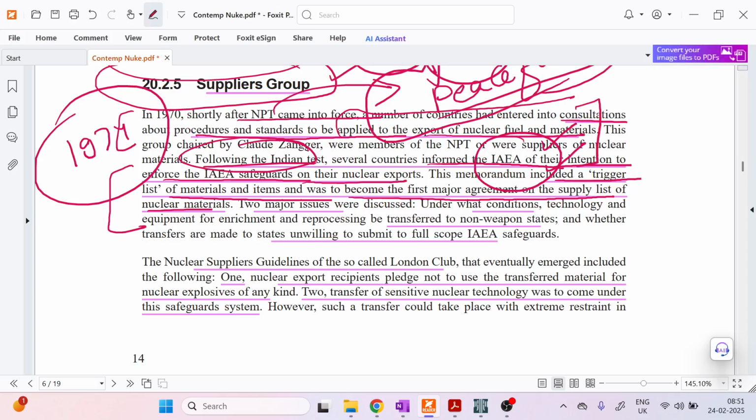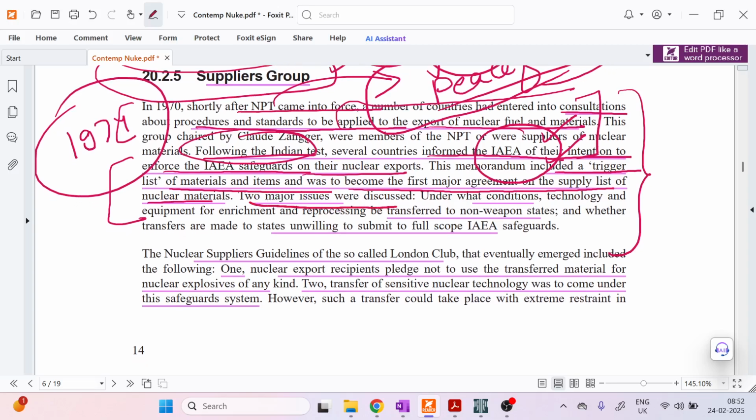Their facilities would be inspected, and all the clauses that concern diversion of nuclear material from peaceful to military use came into force. And we can club all those conditions, all those agreements, as IAEA safeguards. So two major issues were discussed. First, under what condition technology and equipment for enrichment and reprocessing would be transferred to non-weapon states, and whether the transfers are made to states unwilling to submit to a full scope of IAEA safeguards.